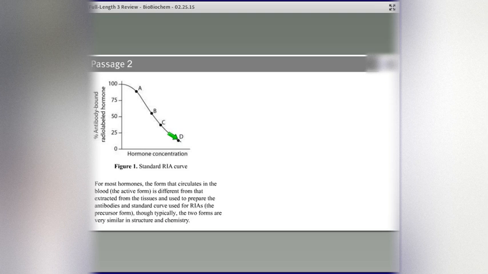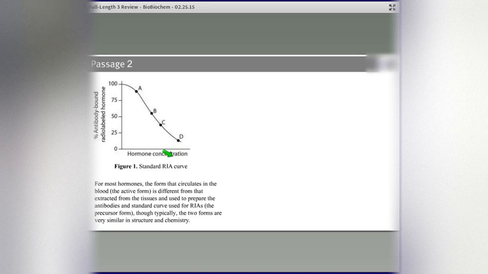Yes, okay, so we can see that D is going to be a small amount of labeled hormone bound, because it's going to be low on the y-axis. But if we have a small amount of labeled hormone bound, what does that mean about the amount of unlabeled hormone? We can take a look specifically at D. Do we have a high or a low amount of the unlabeled hormone on the x-axis? Exactly. We have a large amount of the unlabeled, so we can figure it out.